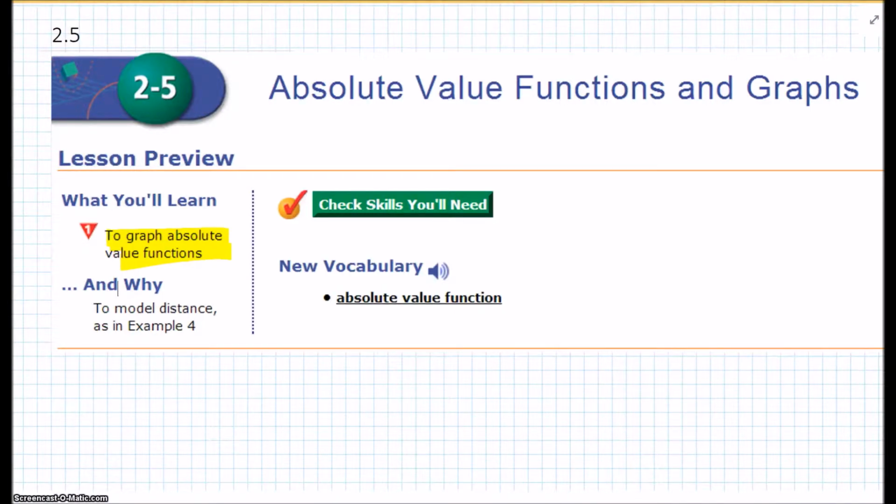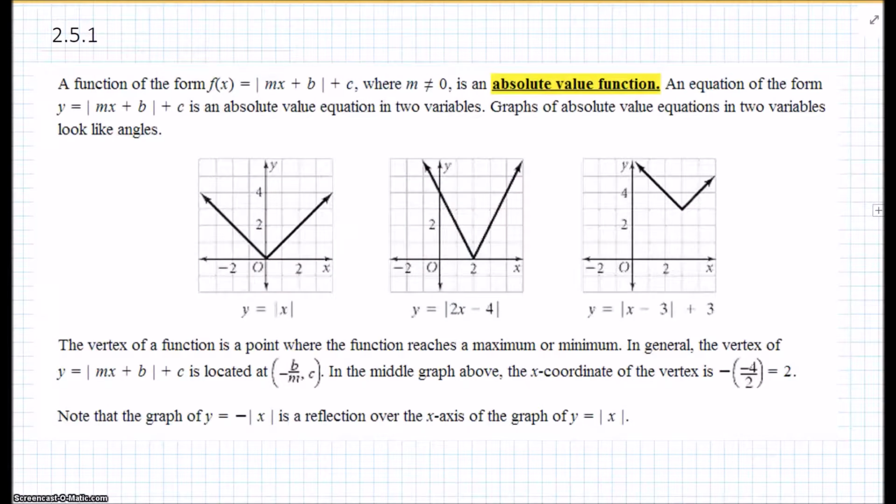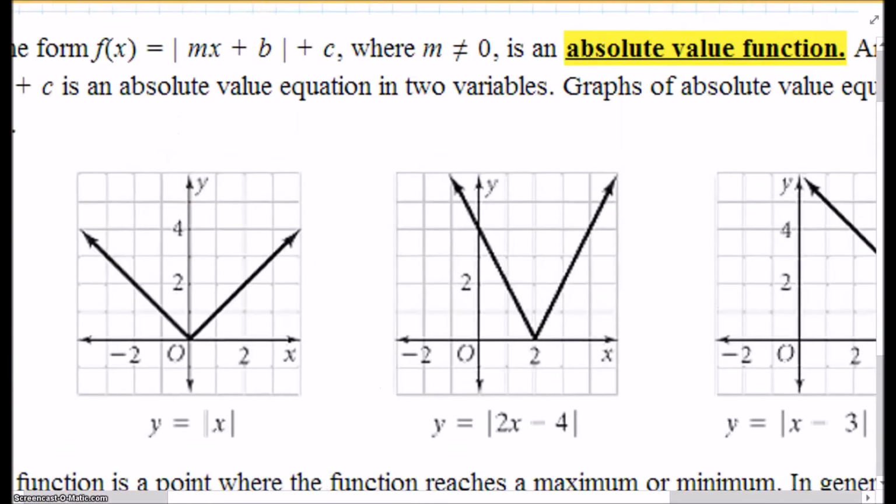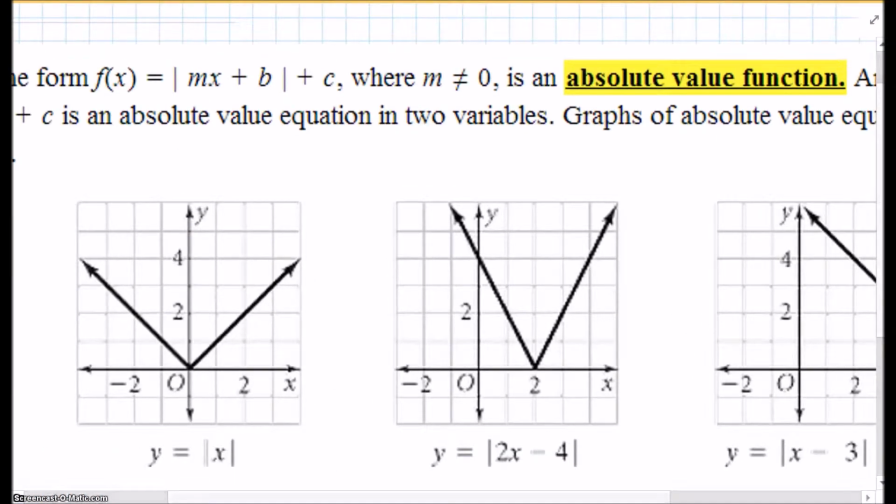Chapter 2, Section 5, Absolute Value Functions and Graphs. Today we're going to learn how to graph absolute value functions. Okay, so follow along. A function in the form of f of x, remember that just means function, equals the absolute value of mx plus b, close absolute value sign, plus c.